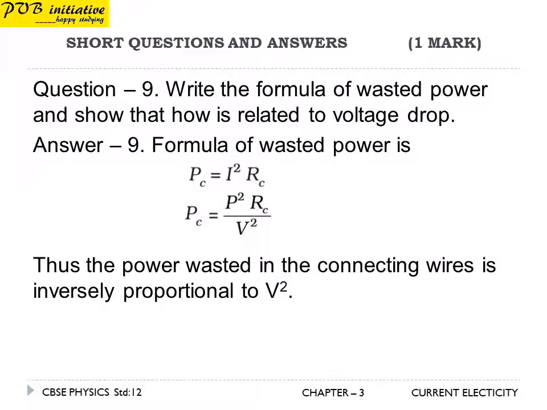Question 9. Write the formula of wasted power and show how it is related to voltage drop. Answer 9. Formula of wasted power is Pc is equal to I square Rc. Therefore, Pc is equal to P square Rc upon V square. Thus, the power wasted in the connecting wires is inversely proportional to V square.